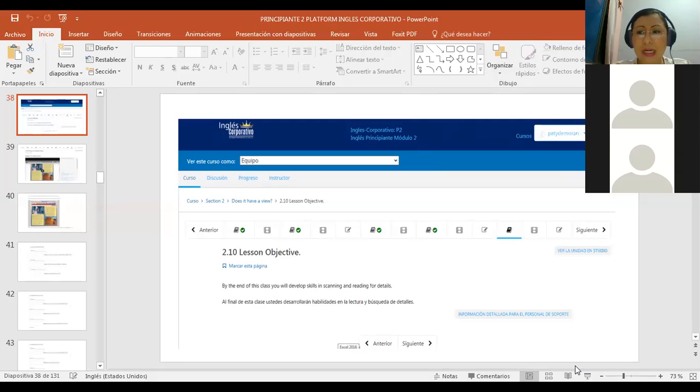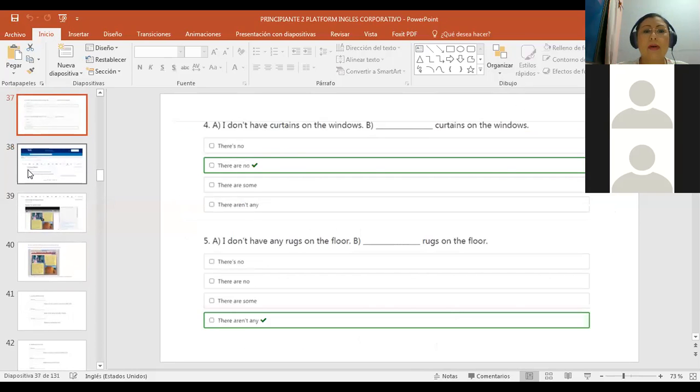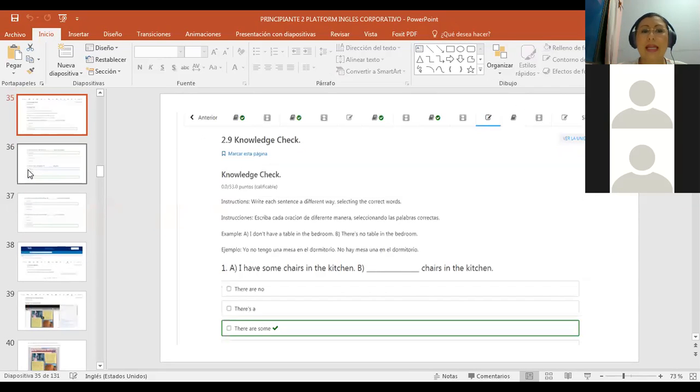Okay, let's see. We are now working with the 2.10 lesson objective that says that by the end of this class, you will develop skills in scanning and reading for details. Previously, last night, let me go back a little bit. The exercise 2.9, I want to show you how it finished.